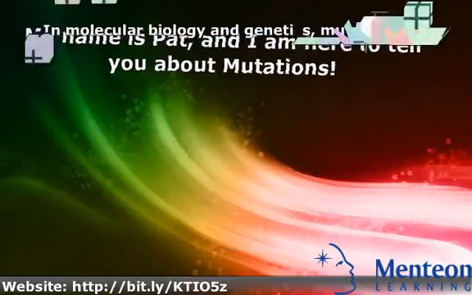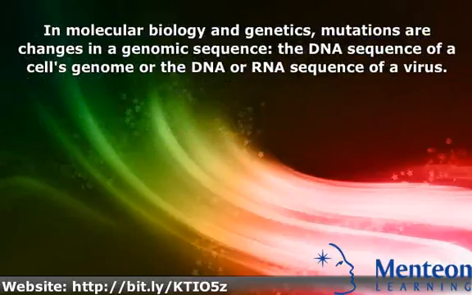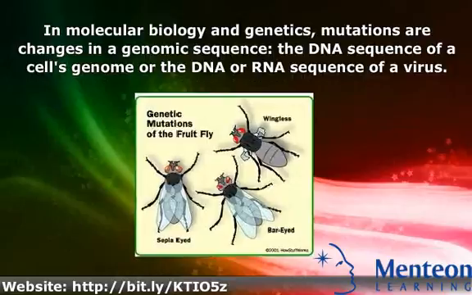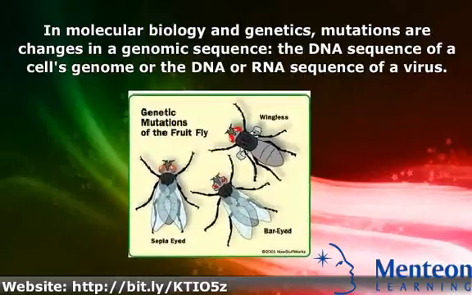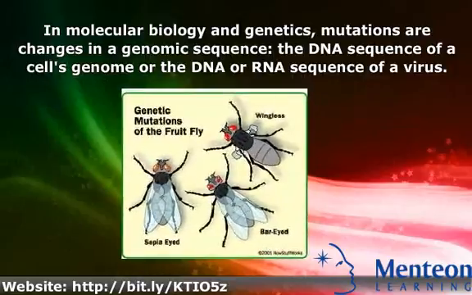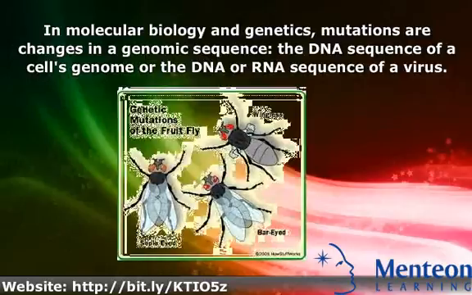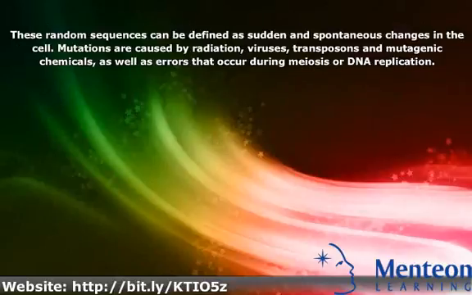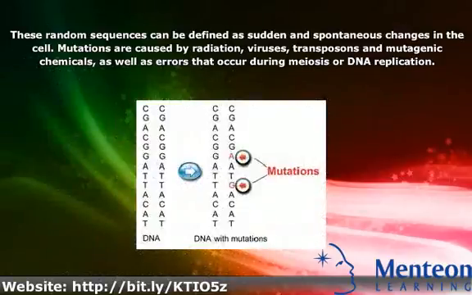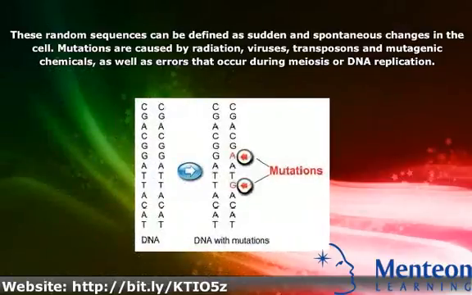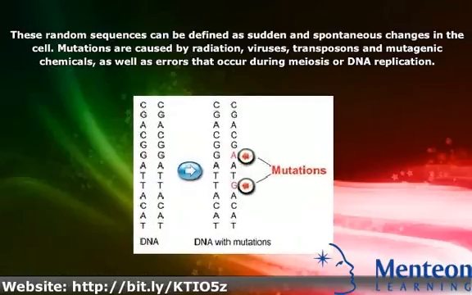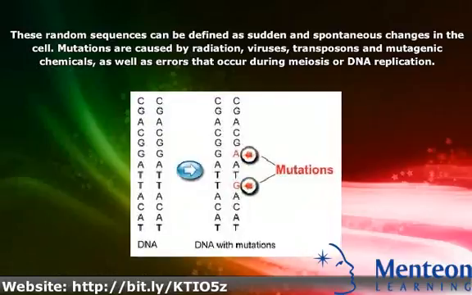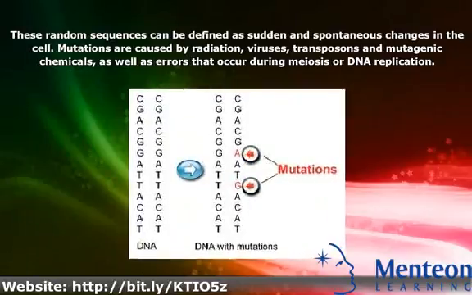In molecular biology and genetics, mutations are changes in a genomic sequence, the DNA sequence of a cell's genome or the DNA or RNA sequence of a virus. These random sequences can be defined as sudden and spontaneous changes in the cell. Mutations are caused by radiation, viruses, transposons and mutagenic chemicals, as well as errors that occur during meiosis or DNA replication.